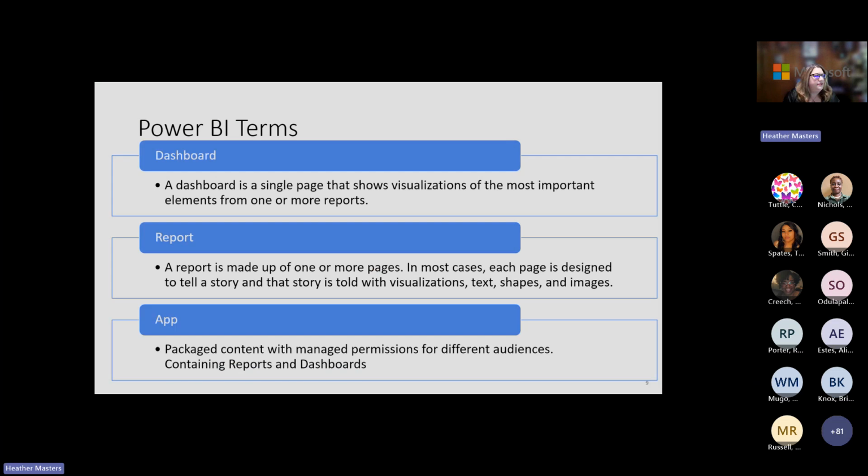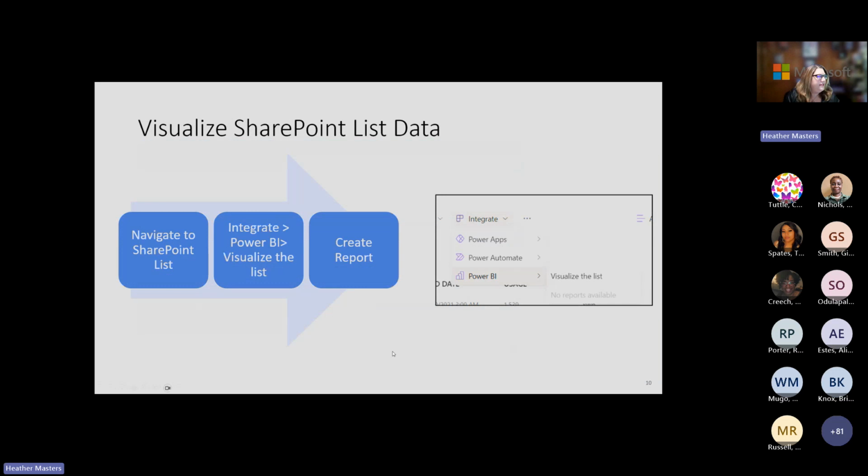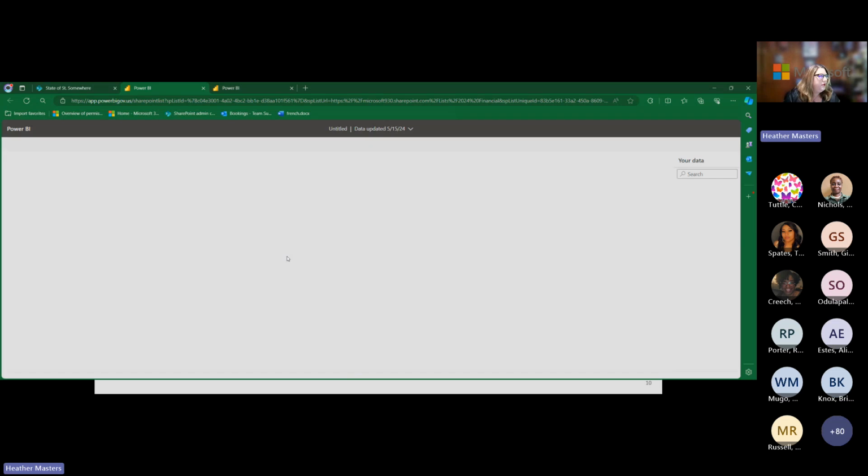And just going back to the slide deck. So you have this here. Navigate to the SharePoint list, go to Integrate, Power BI, Visualize the list, and create report. And you don't need Power BI Desktop to do this. This is all in the Power BI service. You can see it's thinking here, generating my report.